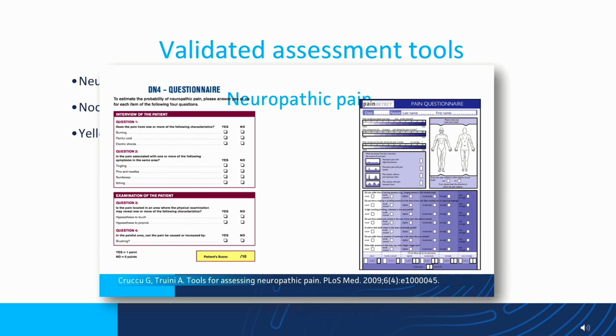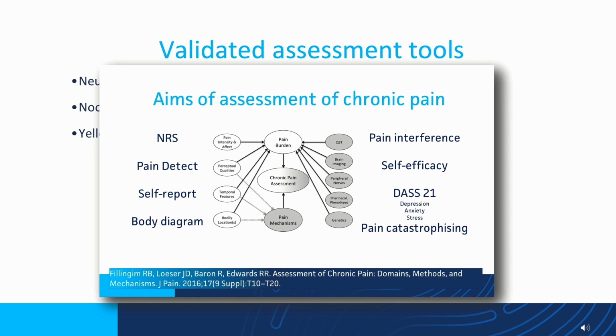There are other ones, such as the PainDETECT on the right side of your screen, and that's what I use, or we use in our practice. And as I said, you're coming back to those validated tools. So the DASS-21, there is a pain catastrophizing score. There's a self-efficacy score and pain interference scores as well. So the brief pain inventory, the BPI as it's called.